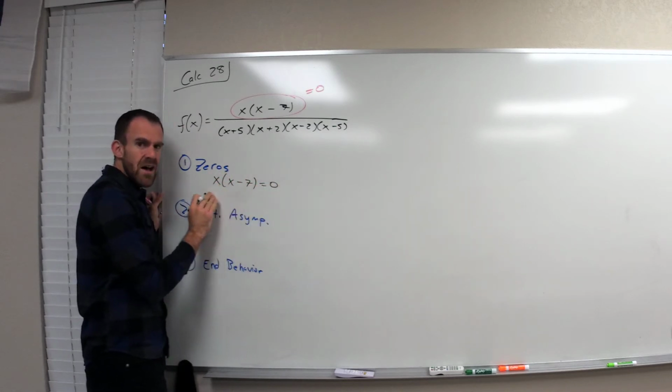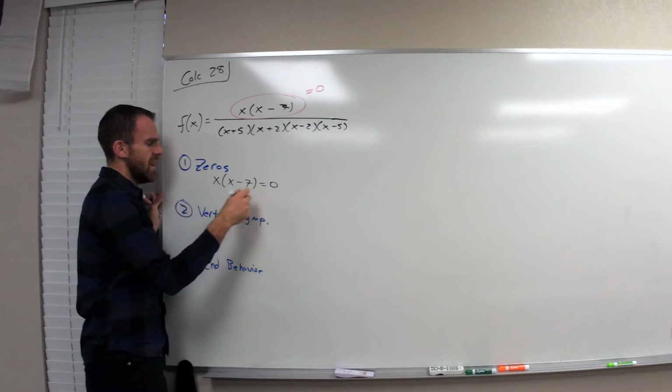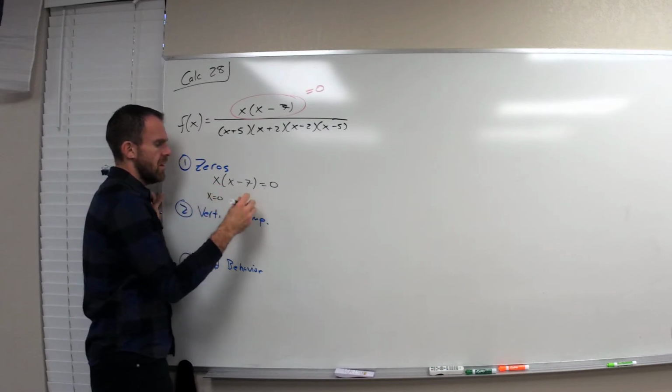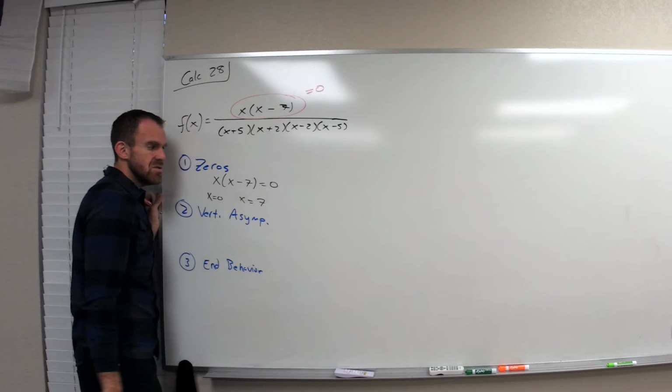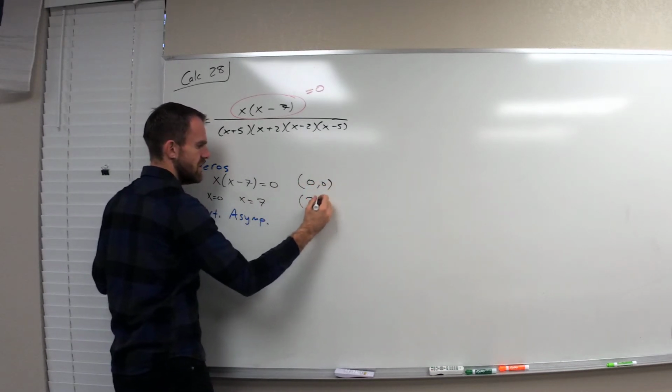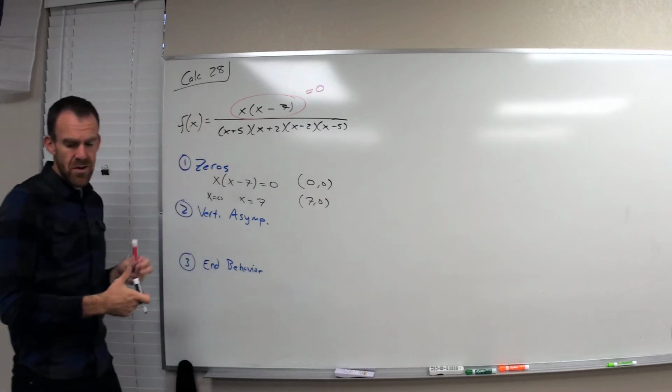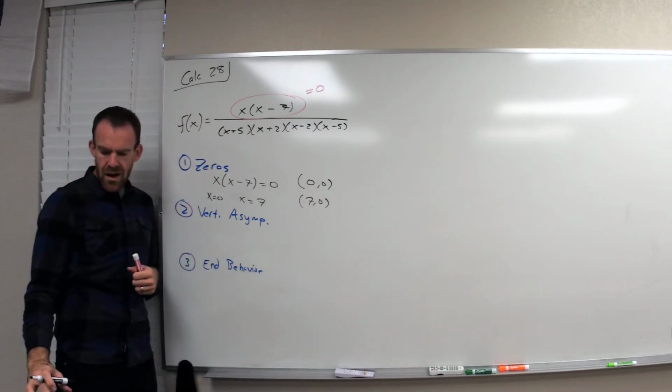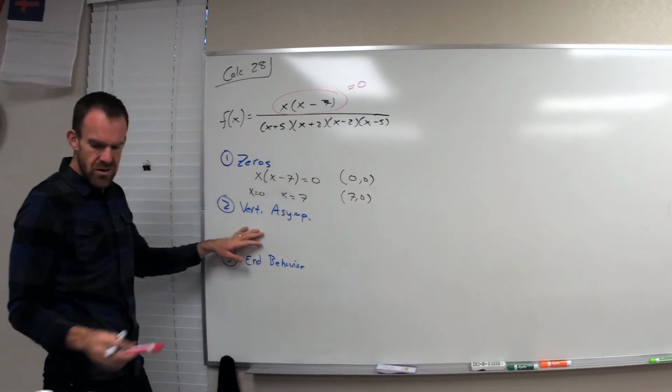So for what x values is this true? Well, when x equals 0 and when x equals 7. So my zeros, and I should list them, are 0, 0 and 7, 0. Remember, x always goes first. Then I am going to find my vertical asymptotes.